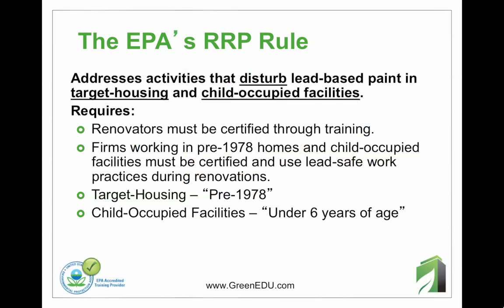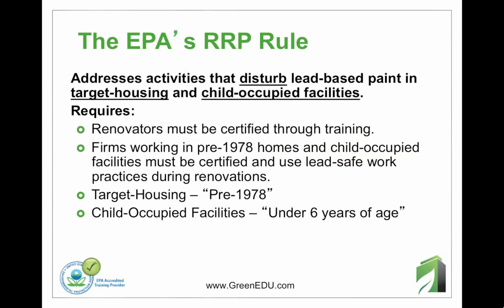So the housing that is targeted under this RRP rule from the Environmental Protection Agency. Again, the easy way to remember what target housing is, just remember that phrase, pre-1978. But it doesn't stop there. Your child-occupied facilities. There's a criteria to be met. A child has to be under 6 years of age, and that's really the easy way to remember what constitutes a child-occupied facility. But they have to spend significant time there.